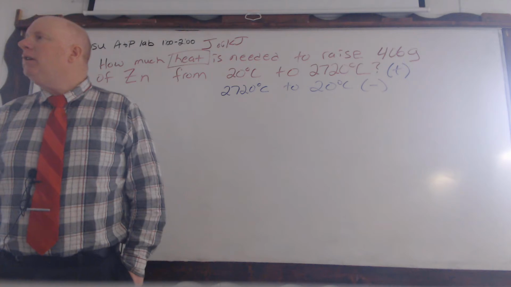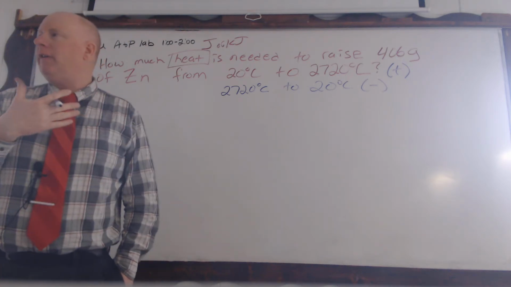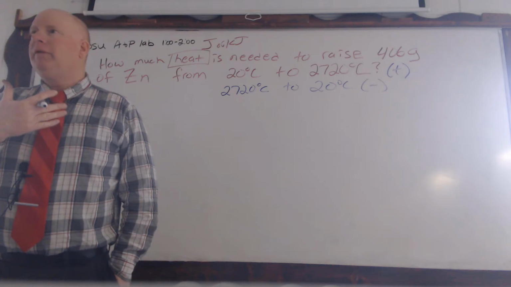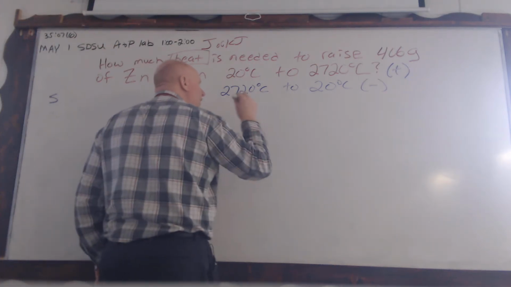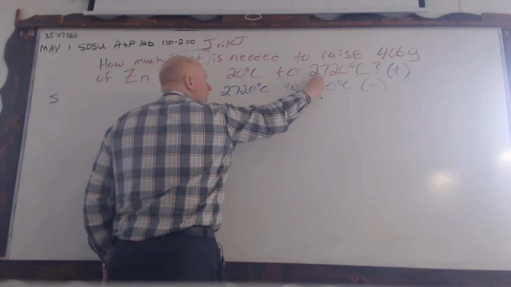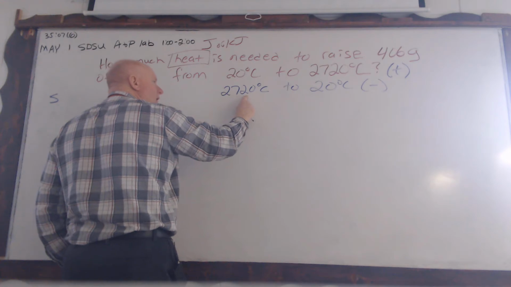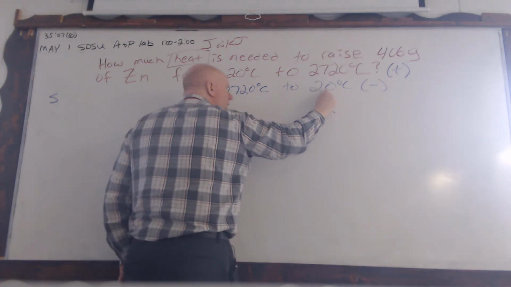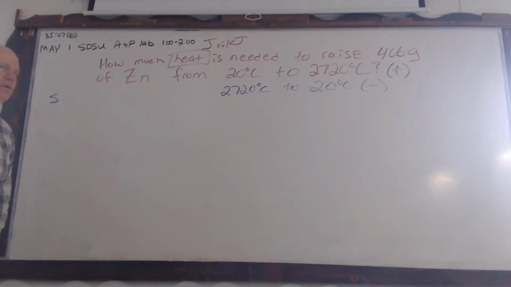Is anyone confused about why or how you get a positive value for this? Just remember it's temperature final minus temperature initial. So 20 from here gives you 2700, but 2720 all the way down to 20 is going to give you negative 2700. It's not that heat is negative, it just means that it's released.